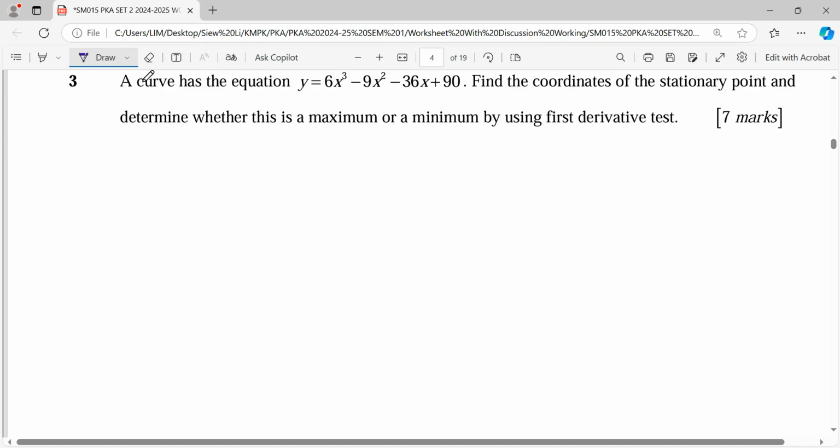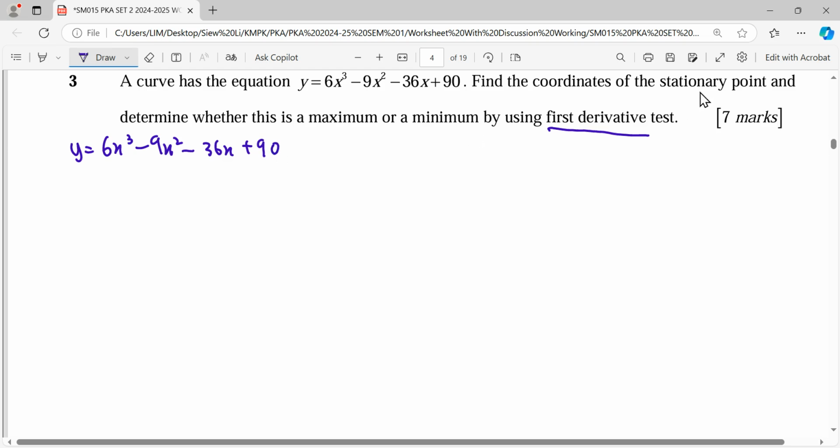So next question, a curve has an equation here. Find the coordinates of the stationary point and determine whether it is a maximum or minimum using the first derivative test. So first of all, we take out our curve here, a cubic curve.